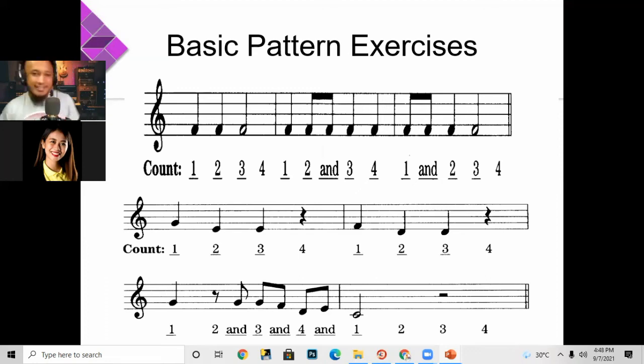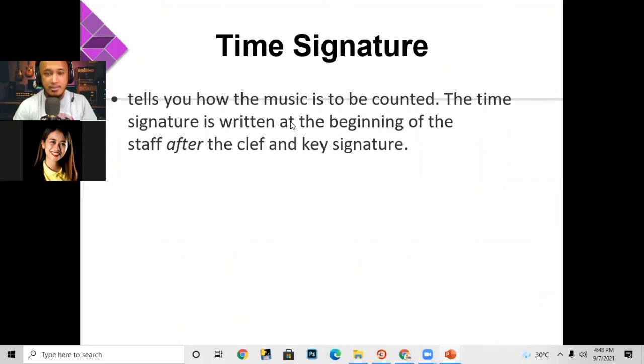Patay tayo dyan. Kasi nga, again, every time you execute a rhythm, kailangan nakatutok ka sa notes. It will depend. For example, wait, before we proceed, ano yung lumalabas dito? Rhythm. Time signature. For time signature, of course, it tells you how the music is to be counted. The time signature is written at the beginning of the staff or clef. Usually, nakikita yung time signature.